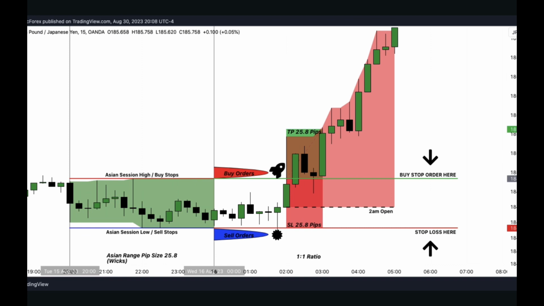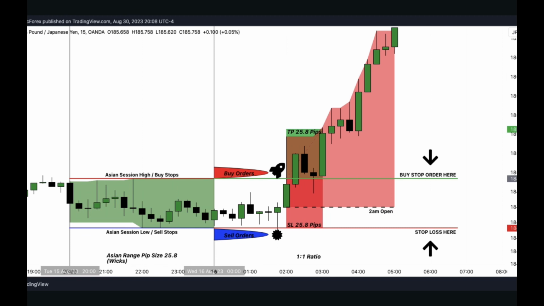You can also see a parameter that I'm using here. My stop loss is the size of the Asian session range based on the pips. So I'm using the highest high of the Asian session range and the lowest low and measuring that. And as you can see for this example, I got 25.8 pips, which were the wicks, not the bodies. I'm using that as my stop loss. So I had a 25.8 pip stop loss and a 25.8 pip TP. So I'm using a 1-to-1 ratio here.